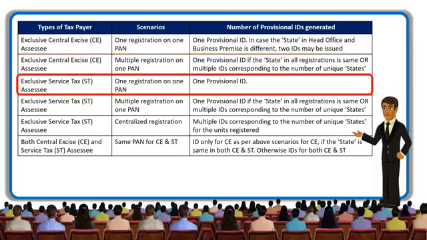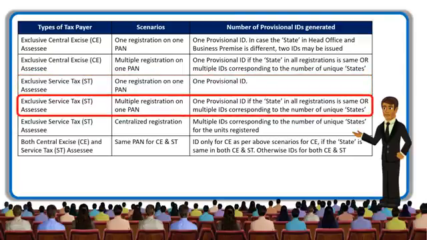In case of exclusive service tax assessee, where one registration on one PAN is required, one provisional ID is generated. In case of exclusive service tax assessee, where multiple registrations on one PAN are required, one provisional ID is generated if the state in all registrations is same, or multiple IDs corresponding to the number of unique states. In case of exclusive service tax assessee with centralized registration, multiple IDs corresponding to the number of unique states for the units registered are generated.